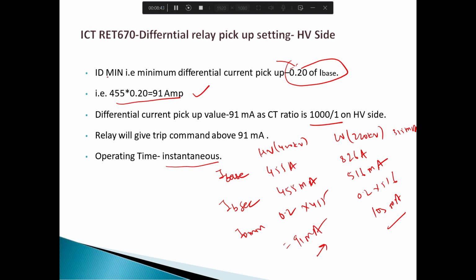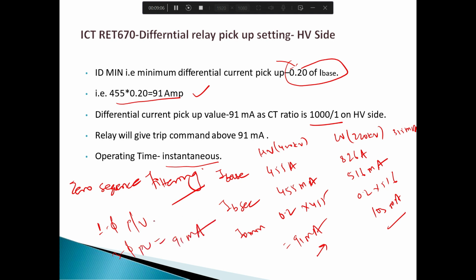Now one thing that you must consider here is whether the zero sequence filtering is on or not. I have already covered in detail about the zero sequence filtering in the differential relay video, so you can see there what is the meaning of this. But if this zero sequence filtering is on, then your single phase pickup and three phase pickup will not remain the same. This 91 milliampere is your three phase pickup. So single phase pickup will be 1.5 times of this, approximately 135 or 136 milliampere for HV side, if the zero sequence filtering is on.